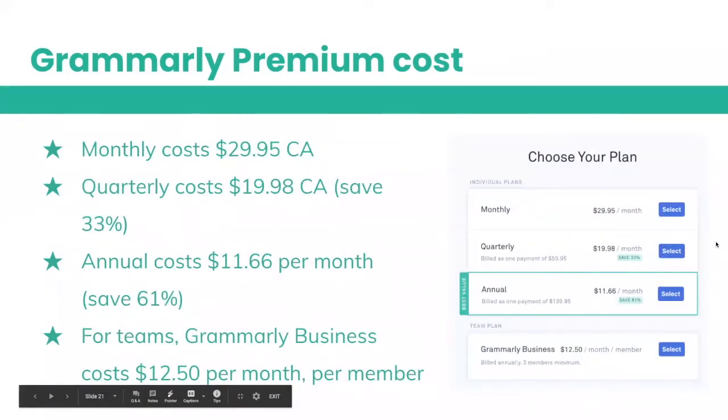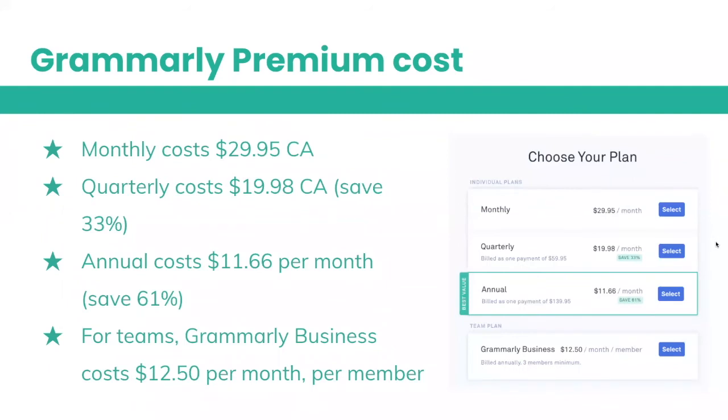Now I'll be quickly going over the costs of Grammarly Premium. You can either buy it for a monthly cost of $29.95 Canadian dollars, or you can get some better discounts. For example, the quarterly one only costs $19.98 Canadian, which saves you 33%. Or you can get the annual, which costs $11.66 per month Canadian, which saves you 61%.